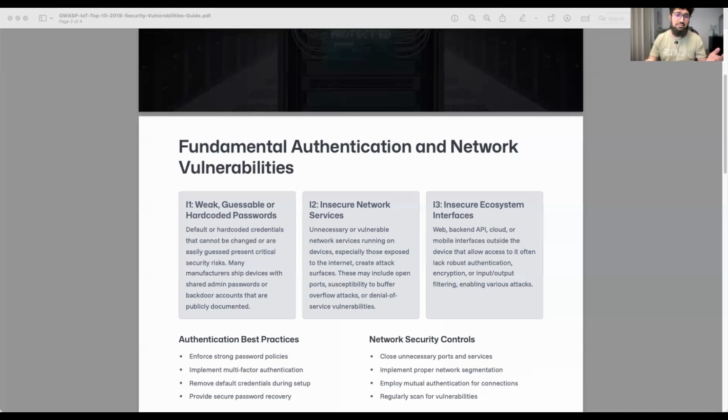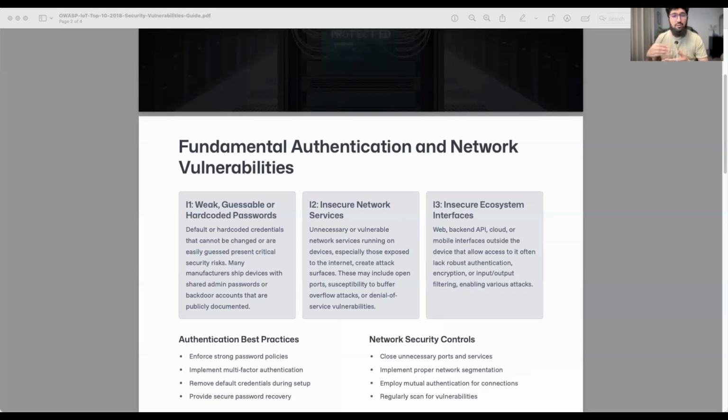So the detection methodologies can be port scanning with tools like Nmap to identify open ports and running services, vulnerability scanning with specialized IoT security tools, protocol analysis to identify unencrypted communication, fuzzing techniques to identify buffer overflows, and review of device documentation and specifications for unnecessary services. How can one mitigate these things?